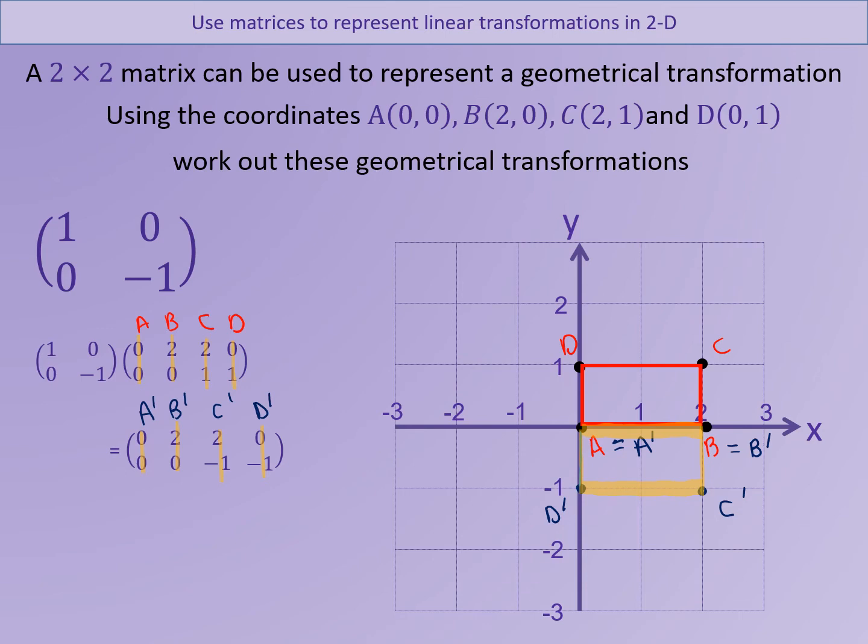Now it's important to understand that the labelling of each of the corners here does make a difference to what the transformation would be. So because A has remained the same and B has remained the same, this transformation is a reflection in the line y equals 0 or the x-axis.